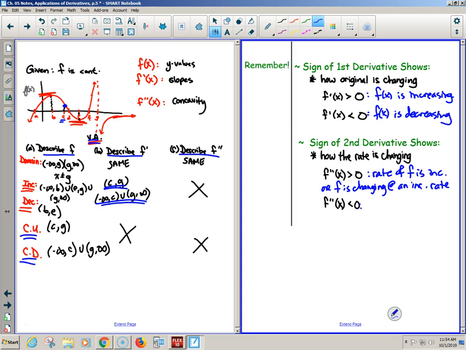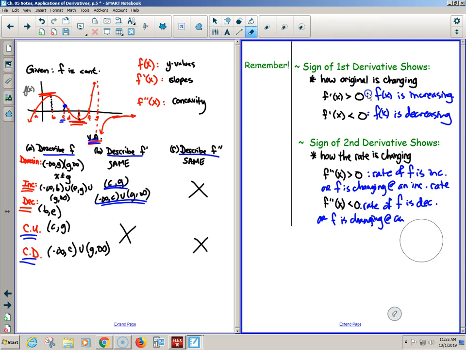Anyway, coming back. Absolute prime of x is less than 0. What does that mean? Well, can't we just take all of this and then just go the opposite way? The rate of f is decreasing, or f is changing at, not an, that's not grammatically correct. We only use an when we have a vowel in the next word, right? Decreasing rate.